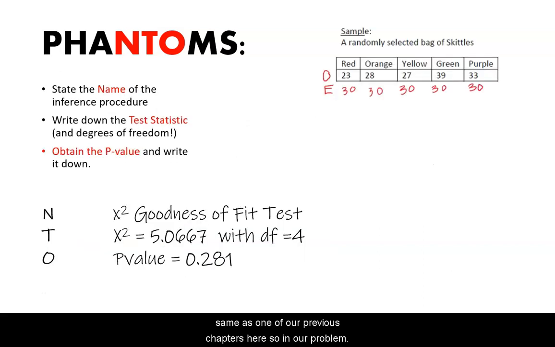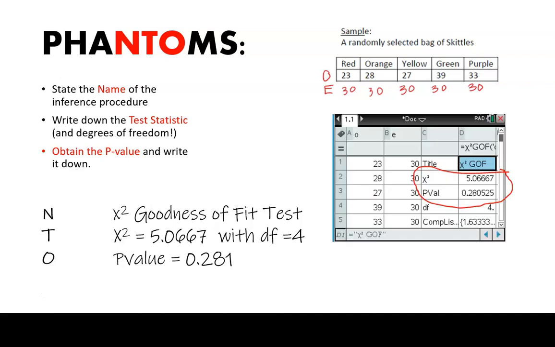So in our problem, when I go to put this in my calculator, I have my chi-squared goodness of fit test. I run the observed and expected counts, and we're going to go through how to do that exactly in a minute. And I'm going to read these numbers right off of my calculator. My chi-squared value is 5.0667. I've got 4 degrees of freedom because 1, 2, 3, 4, 5 categories. 5 minus 1 is 4. And my p-value, again, I'm reading right off my calculator, is 0.281. So I'm going to physically write those down. Don't just leave them in your calculator.